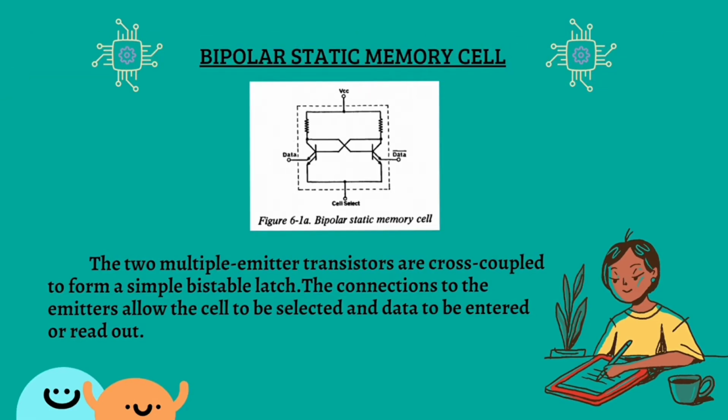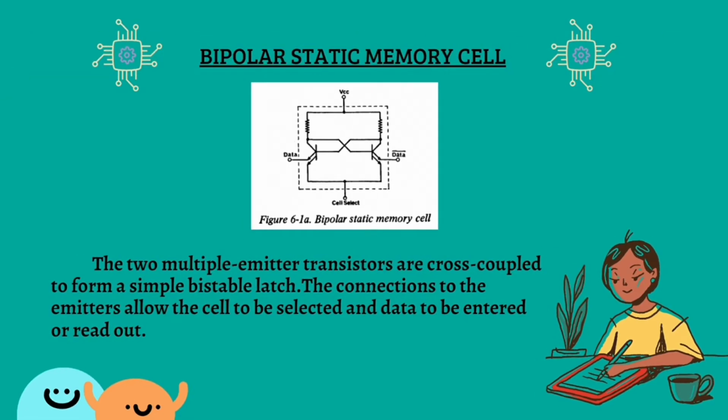Bipolar static memory cell. In the figure, the two multiple emitter transistors are cross-coupled to form a simple bistable latch. The connections to the emitters allow the cell to be selected and data to be entered or read out.